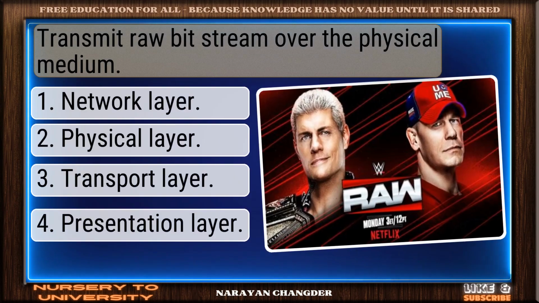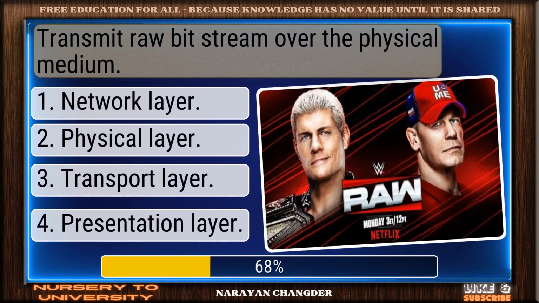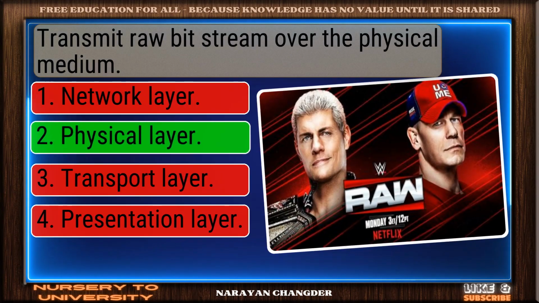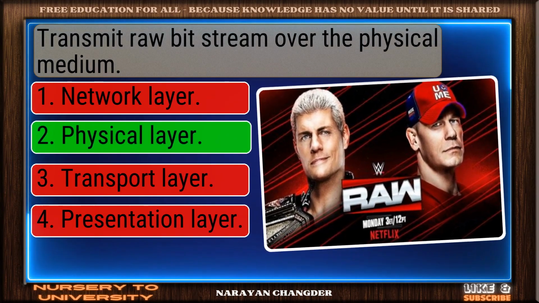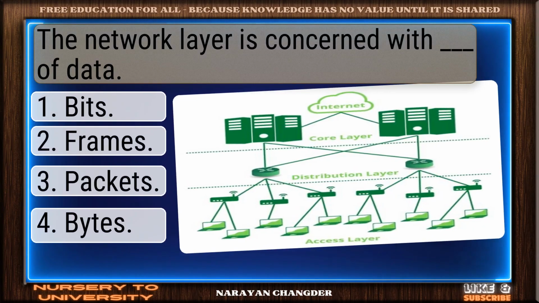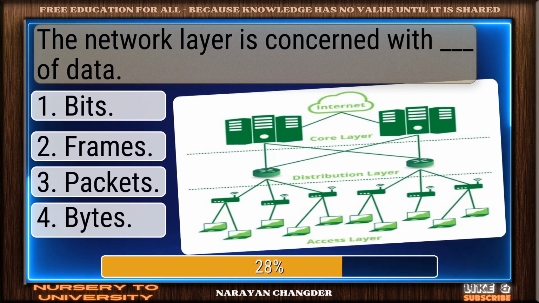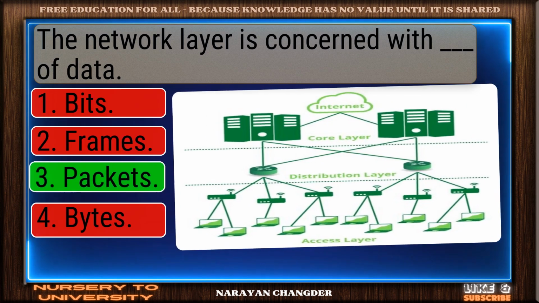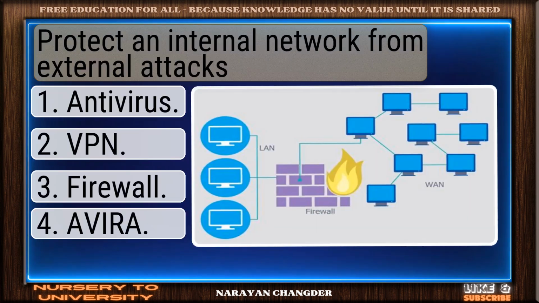Question number 29. Transmit raw bit stream over the physical medium. You're right. Physical layer is the correct answer. Question number 30. The network layer is concerned with dash of data. Exactly. Packets make sense and it is the right choice.